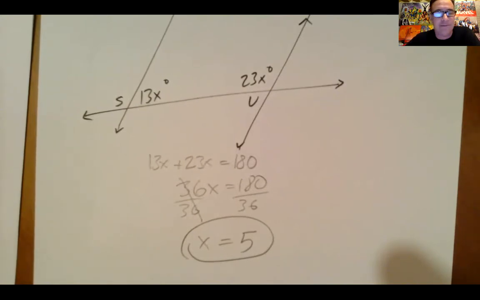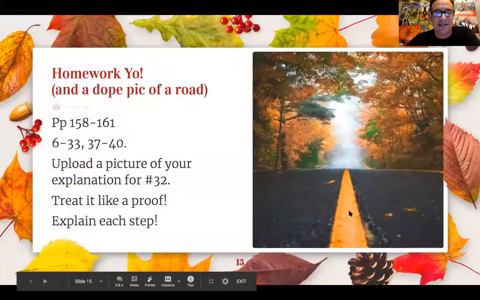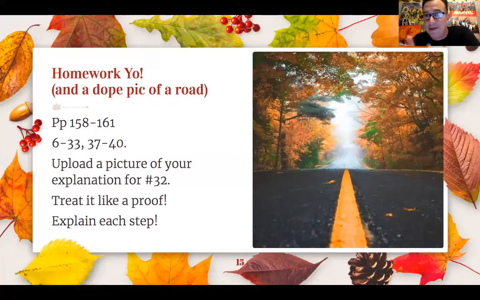So with that being said, we just solved for both of these x's. So now you got your homework and a dope pick of a road that just happened to be a part of this. And I really thought that was kind of funny. So if you're looking at this, down the road, your goal is here to go through problems 6 through 33 and 37 through 40. When you do this, make sure that you upload a picture of your explanation for 32. Kind of treat it like a proof. You're going to explain why you're doing some of these. And it's not terrible, but it is something we want you to do.